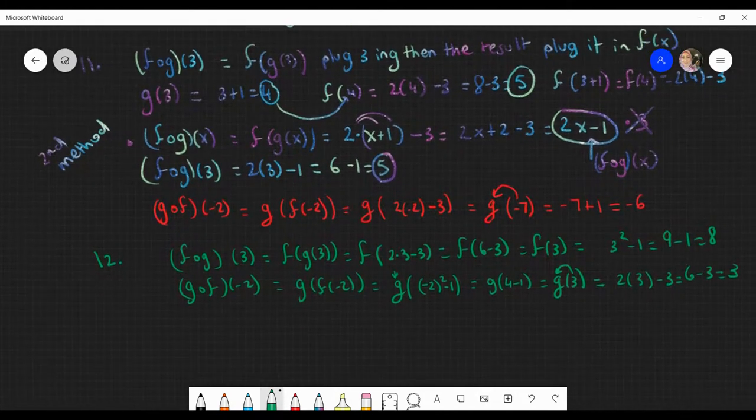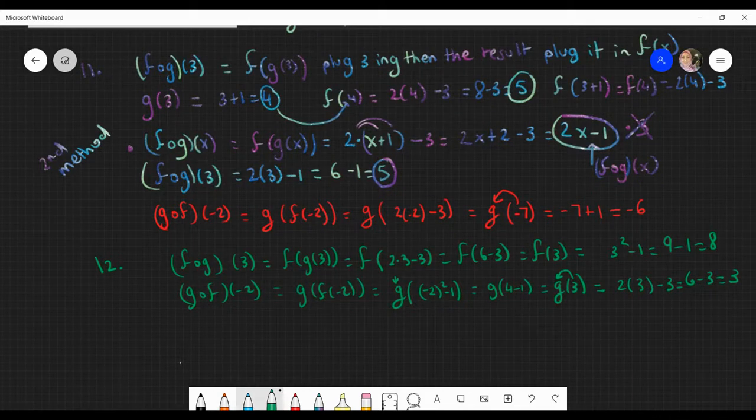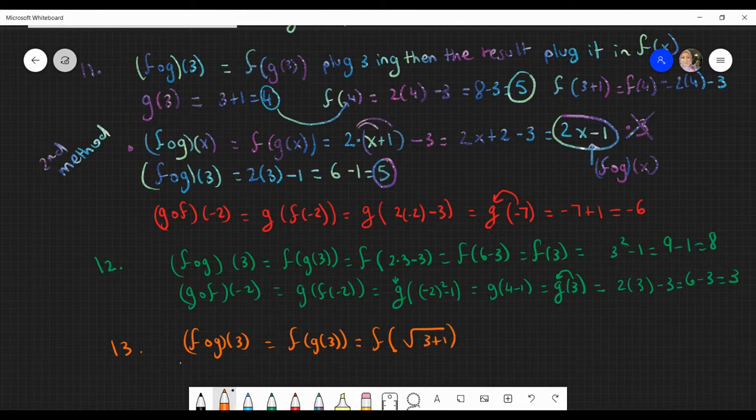Number 13. Also, same process, f of g of 3, just the functions are different. So I'm going to plug 3 in g of x, and f is going to be waiting. And it's f of square root of 4, which is 2. And now I plug in 2 in f of x, which is going to be 2 squared plus 4, so 4 plus 4, which is also 8.